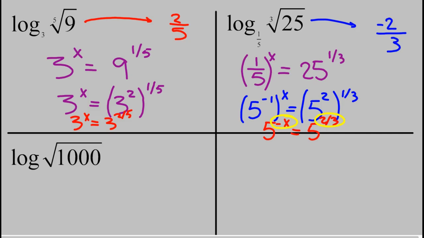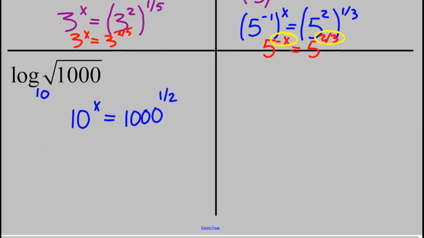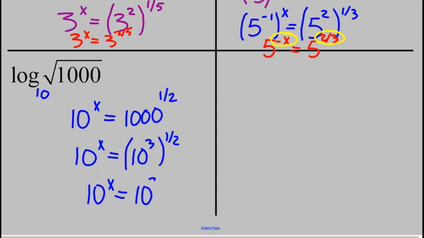Last one here. The base is missing. It's a 10. So this is saying 10 to what power is equal to the square root of 1,000, or 1,000 to the 1/2. All right, so square root is 1/2. That's the same as saying 10 to the x is equal to 10 to the 3rd to the 1/2. And so 10 to the x equals 10 to the 3/2 when x is 3/2.